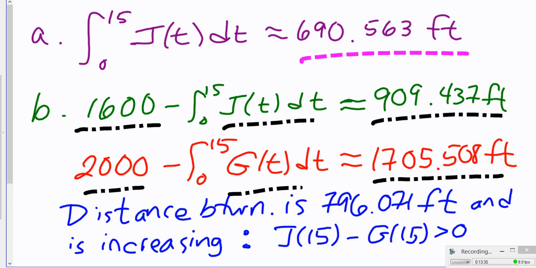If we want to know if something is increasing or decreasing, we want to look at whether the derivative is positive or negative. Since these both are already rates, you can think of them as being derivatives. Even though they don't have a prime, they are rates, and derivatives are rates. So we're looking at whether this derivative is positive or negative, and it is positive at time equals 15. Therefore, at time equals 15, the distance between them has to be increasing.